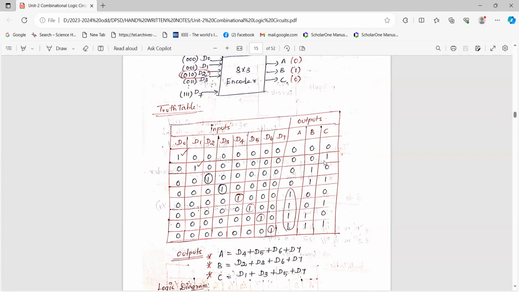For D2, we are obtaining 1, so we write D2. For D3, we are obtaining 1, so D3. For D6, D7, we obtain 1. So C is equal to, see, for D1 it is activated, we got 1, and for D3 we got 1, so we put D3.